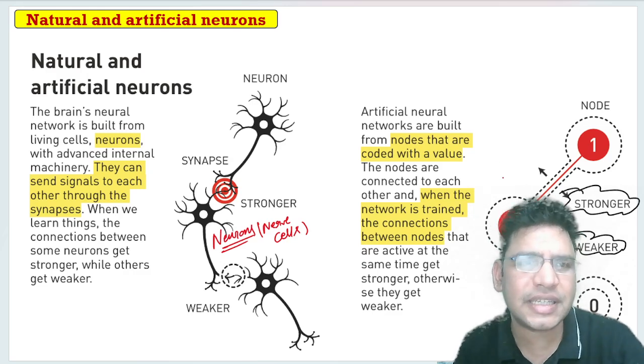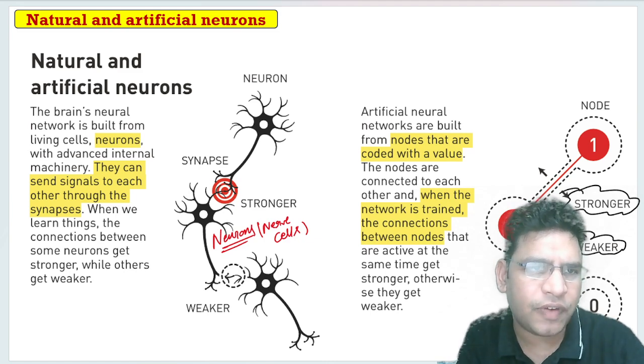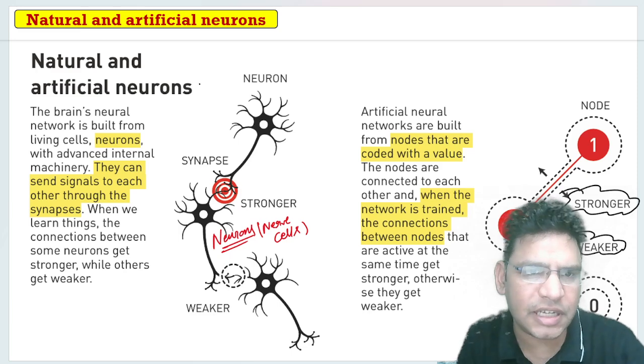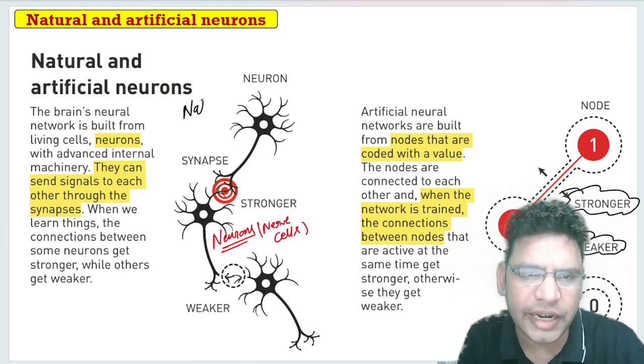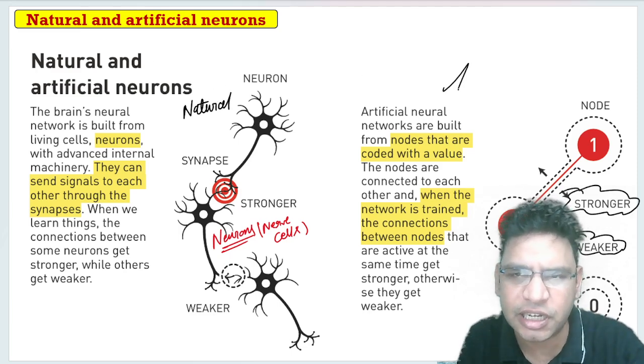So neural networks are basically of two types. First type is called natural, right? And another is basically artificial.